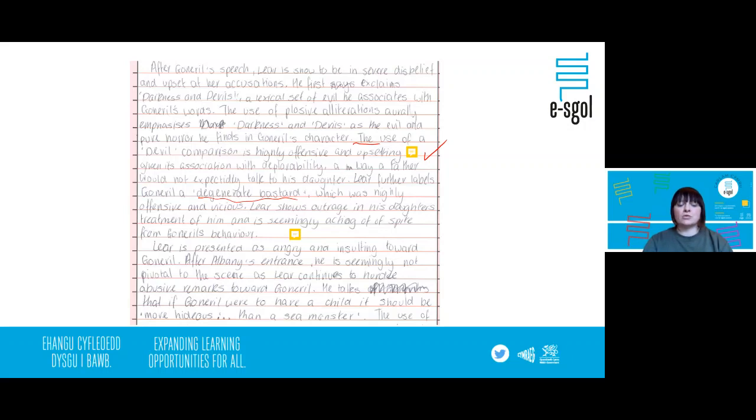Lear shows outrage at his daughter's treatment of him and is seemingly acting out of spite at Goneril's behaviour. Again, we get a sense that this particular candidate is clearly engaged with the extract, okay? So clearly engaged, so again, looking at your AO1.